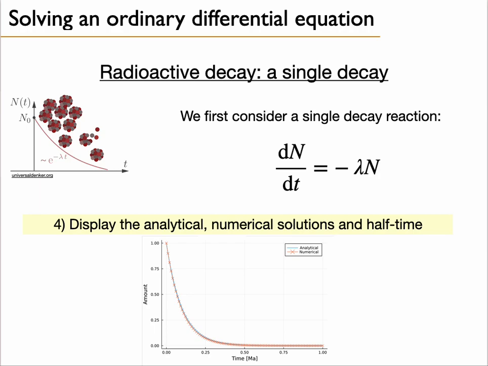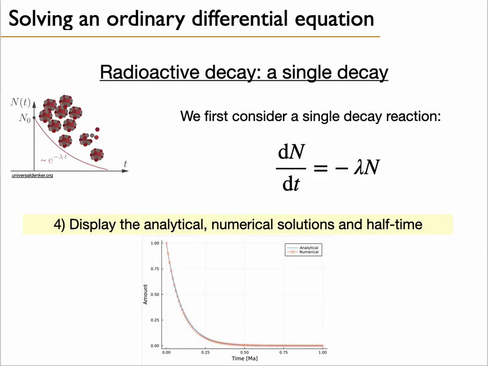Then what we will do in the exercise, we will display the analytical solution. So we will program the solution we derived in 9 steps. We will display the numerical solution. So we will program the solution we derived in 1 step. And we will depict also the half-time on the diagram. So this will allow us to model the evolution of the amount N as a function of time.